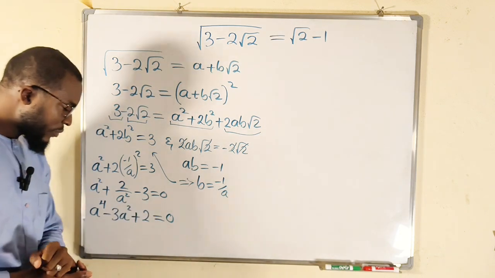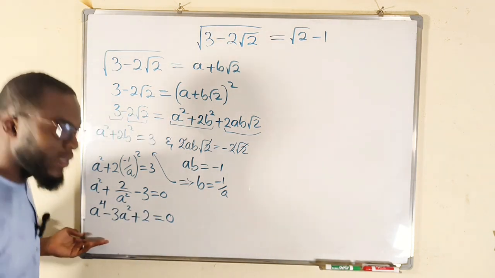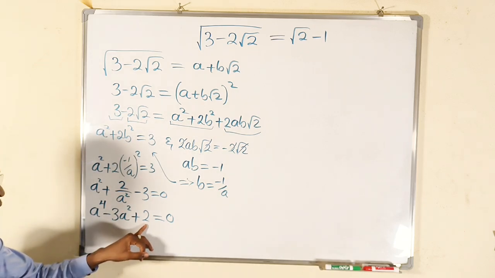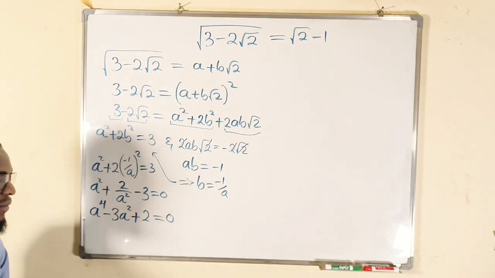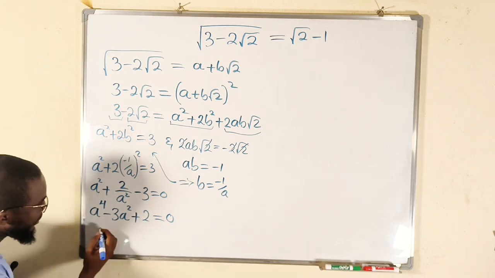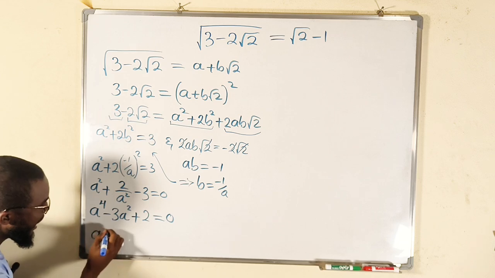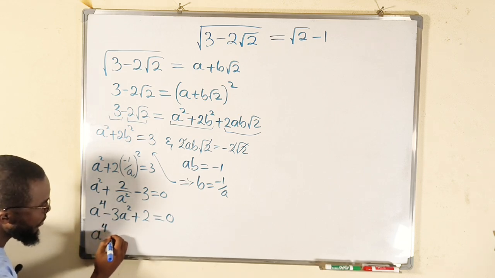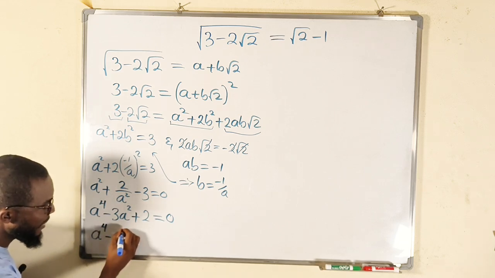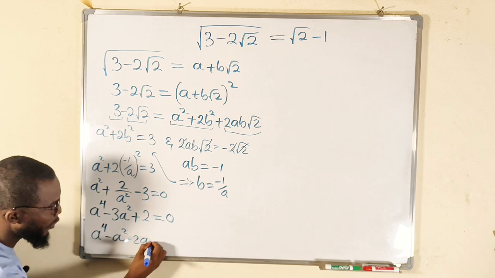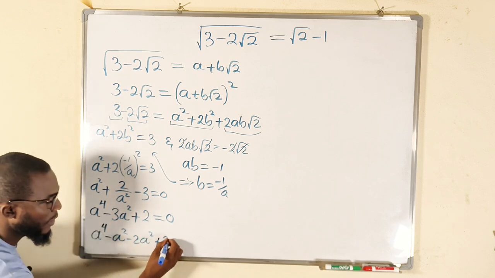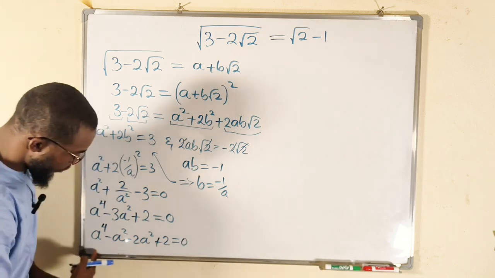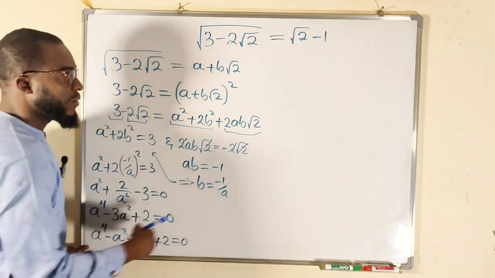All right. We can factorize this. All we have to do is to think of two numbers we can multiply to get 2, but when we add them together, we get negative 3. The numbers must be negative 1, negative 2. All right? So this becomes a to the power of 4 minus a squared minus 2a squared. That will give us negative 3a squared, then plus 2. This is equal to 0. We can now simply factorize the batches.